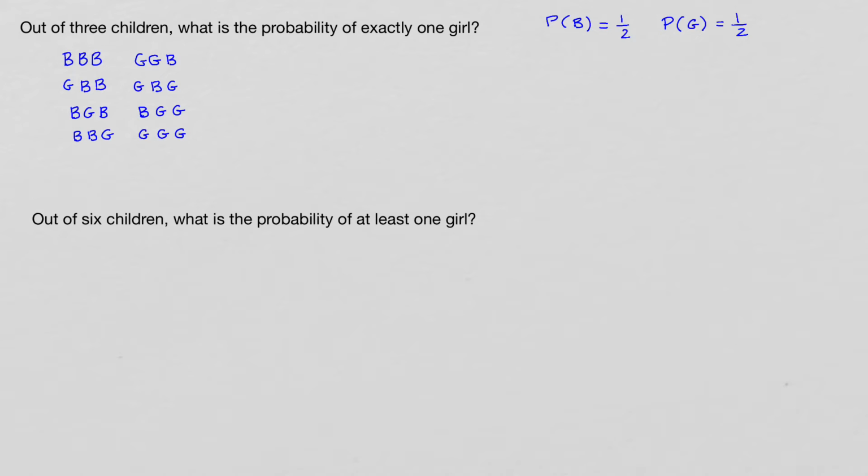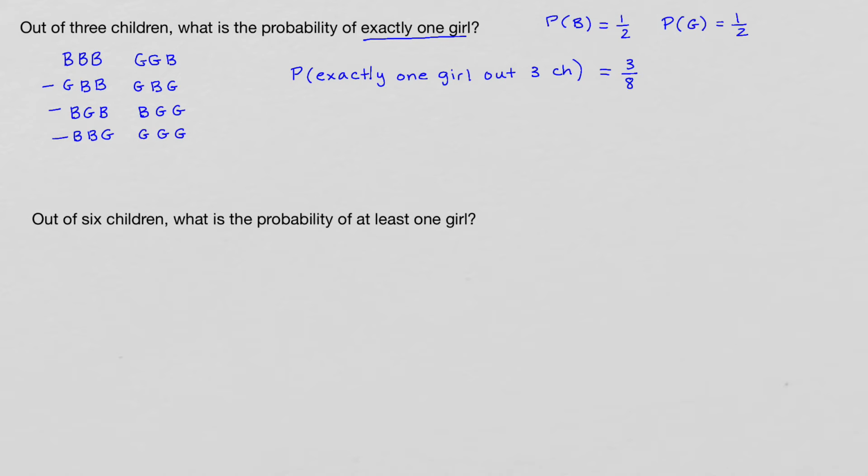So if I want to know the probability of getting exactly one girl, then that corresponds to these 3 outcomes. So the probability of exactly one girl out of 3 children is 3/8.